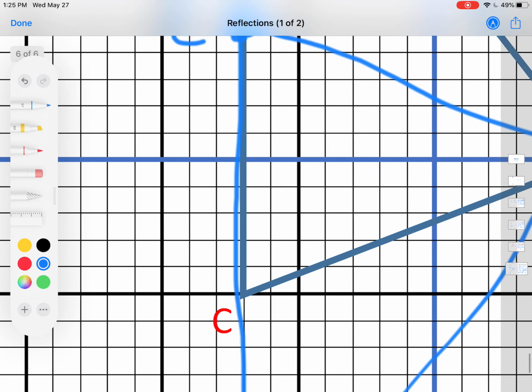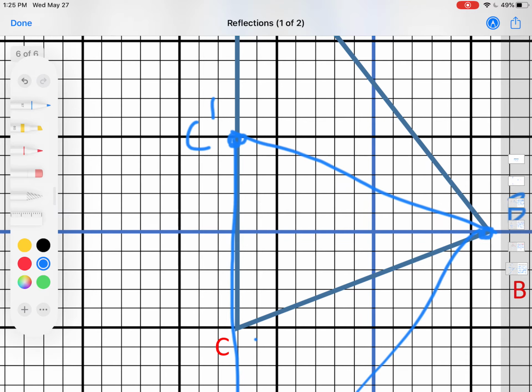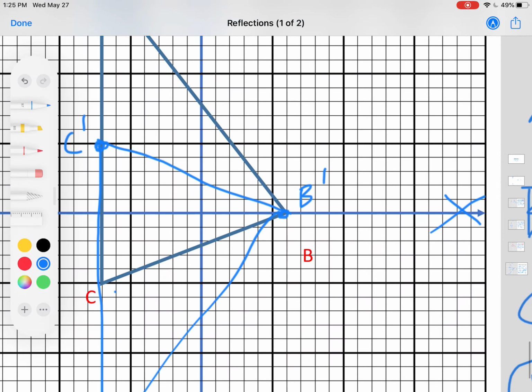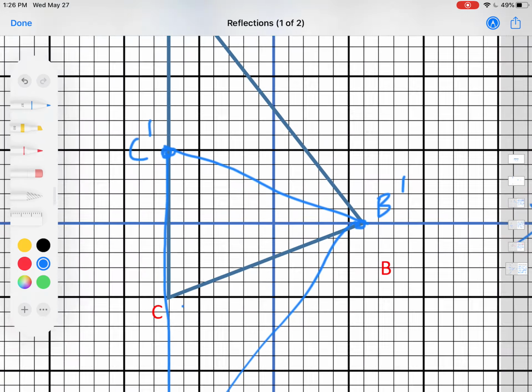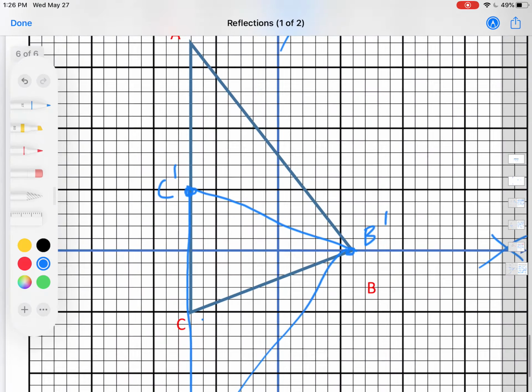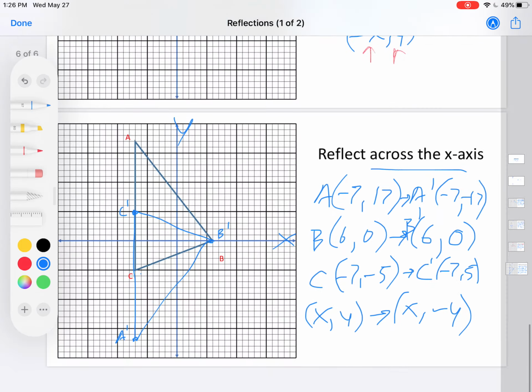Well, here's C. It's 5 away from the x-axis. C prime is 5 away from the x-axis. Here's point B. It's on the x-axis. B prime is on the x-axis. 0 equals 0. Here's point A. It's 17 above the x-axis. Here's A prime. It's 17 below the x-axis.